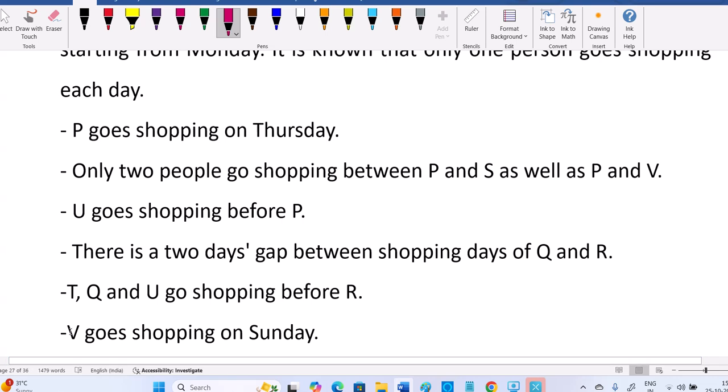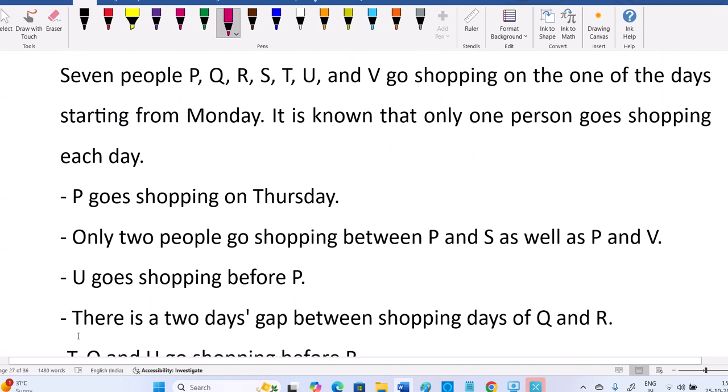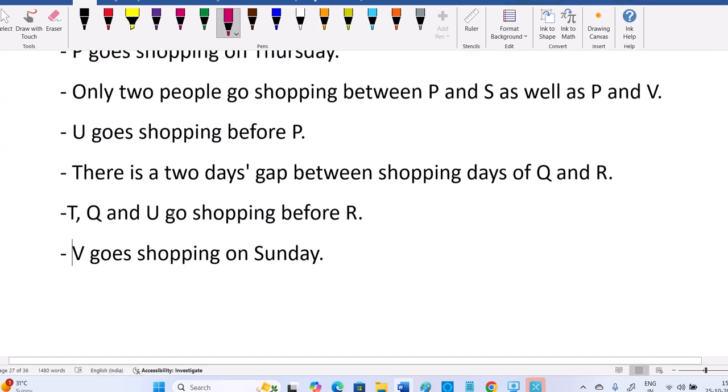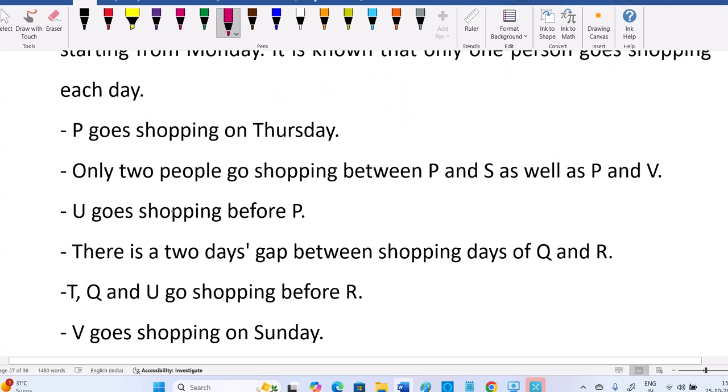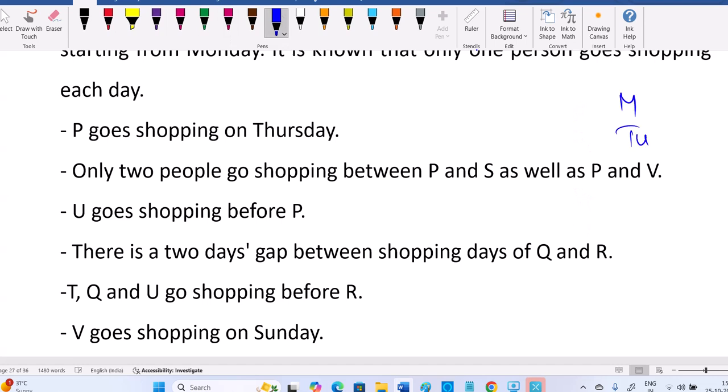People are P, Q, R, S, T, U, V, similar to the previous one. Names are PQRSTUV. Starting from Monday, Monday to Sunday, you have to go. Now, assign. This is the data: seven days, Monday onwards, and PQRSTUV. Or you fix the days and assign the persons. That's better. Monday, Tuesday, Wednesday, Thursday, Friday, Saturday, Sunday. Now assign the persons.